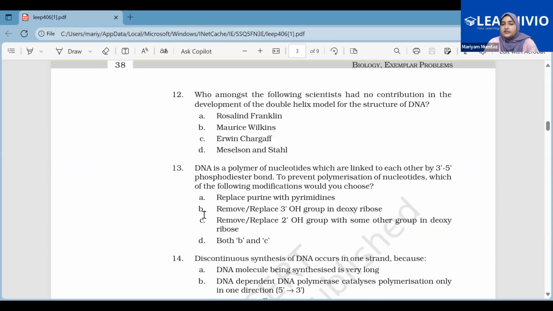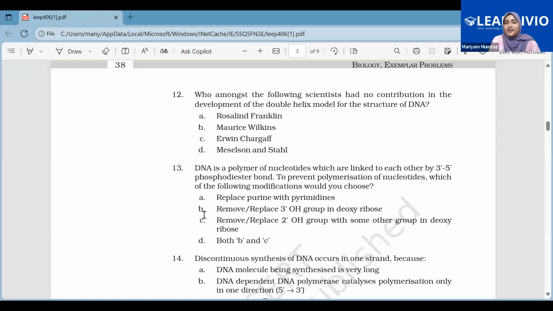Okay. Who amongst the following scientists had no contribution in the development of the DNA double helix model? D. What did they do? Meselson and Stahl, what did they do? What was their contribution? All of the answers that you're giving are correct, but the explanations are gone. Why? Give me proper explanation also.